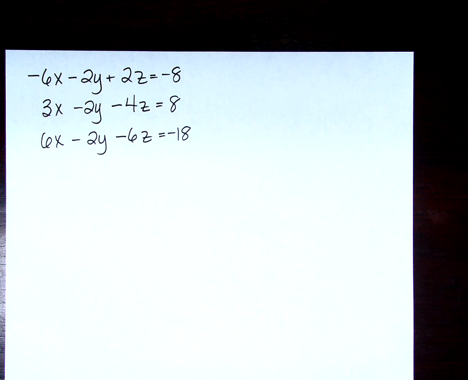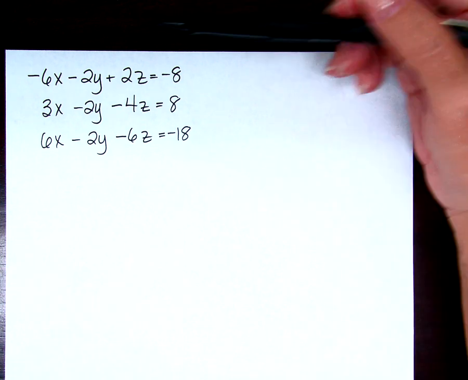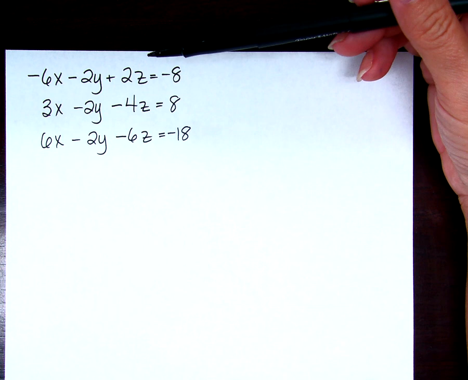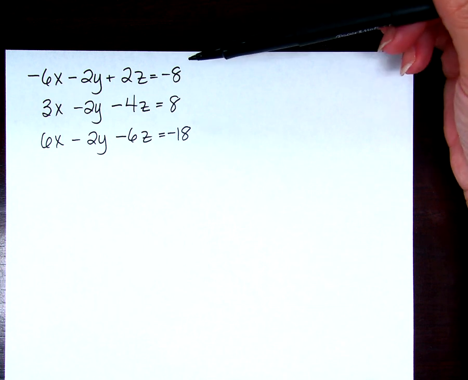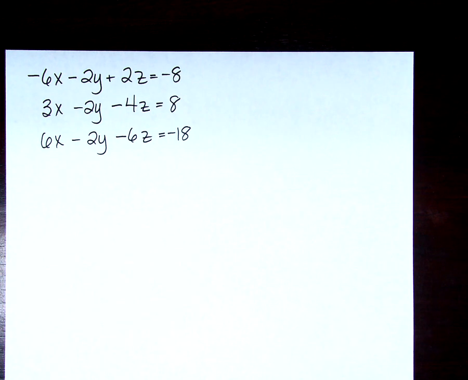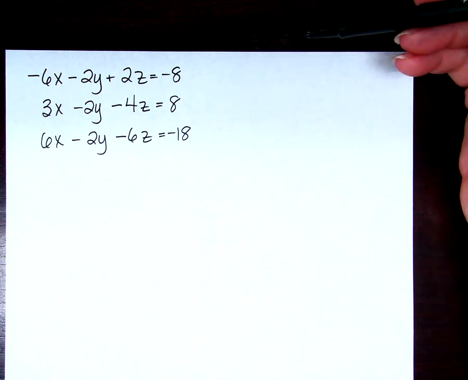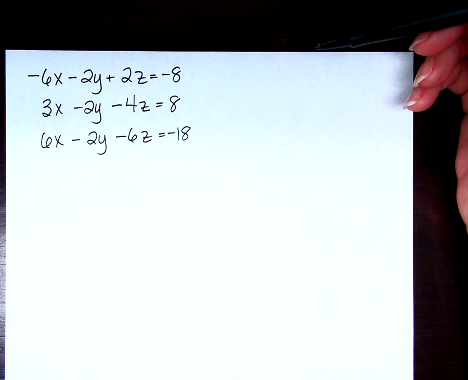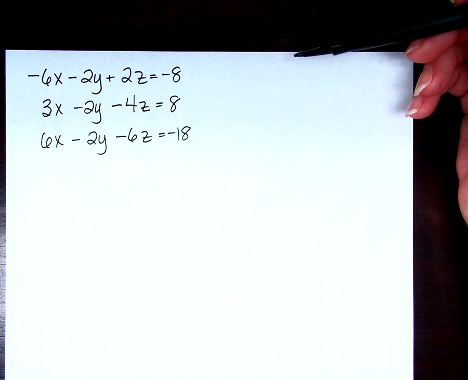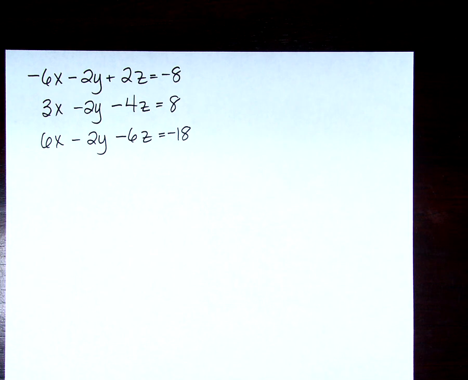Okay. Negative 6x minus 2y plus 2z equals negative 8. The second equation is 3x minus 2y minus 4z equals 8. And the third equation is 6x minus 2y minus 6z equals negative 18. All right.